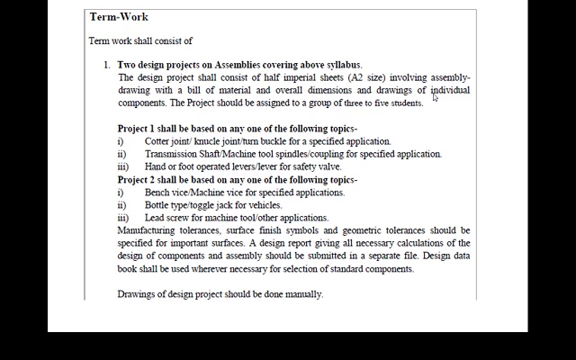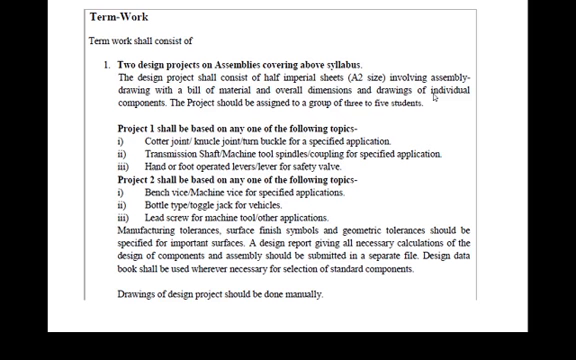Now the last part of our subject is our term work. In our term work, we need to complete two different projects. These projects are to be completed using half imperial size sheets. Half imperial means the A2 size sheet. We need to draw the assembly drawing and the details drawing. Details drawing means the part drawing. It should consist of a bill of material, overall dimensions and drawings of the individual components. The projects should be based on units 1, 2, 3 and 4.